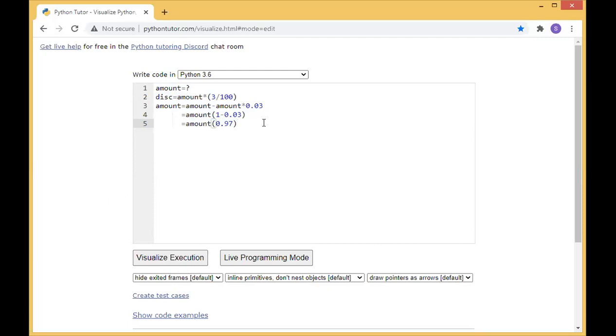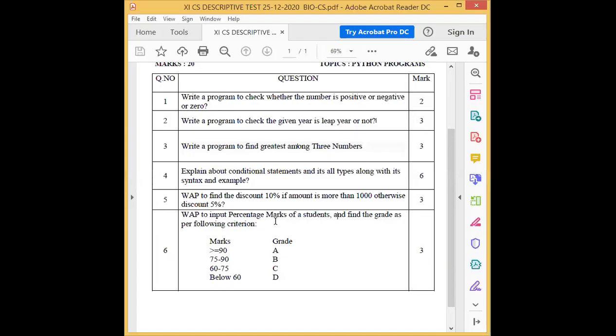Anyway, we will go back to the Python program because every class is recorded and shared with everyone. So the next question you see, write a program. Screen is visible, students? The question paper. So here you see the next program.